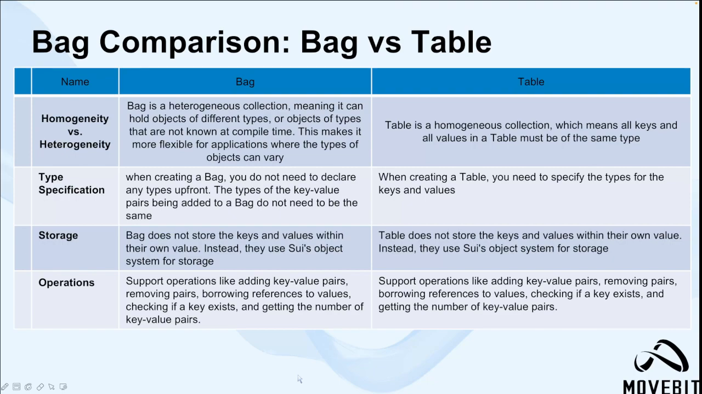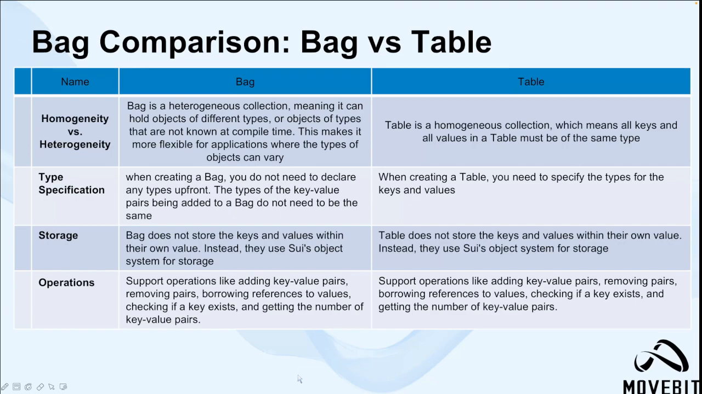And for the type specification, when creating a table, you need to specify the types for the keys and values, whereas when creating a bag, you do not need to declare any types upfront. Types of the key-value pairs being added to a bag do not need to be the same. And for the storage, both table and bag do not store the keys and values within their own value. Instead, they use the Sui object system for storage, and the structure only acts like the handles.